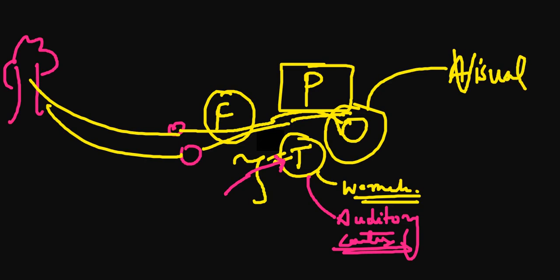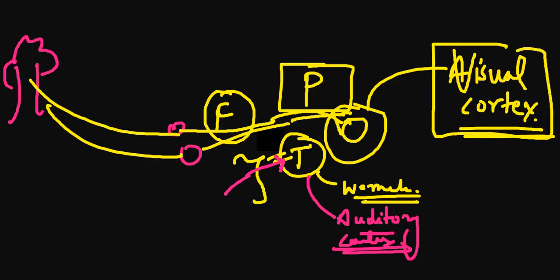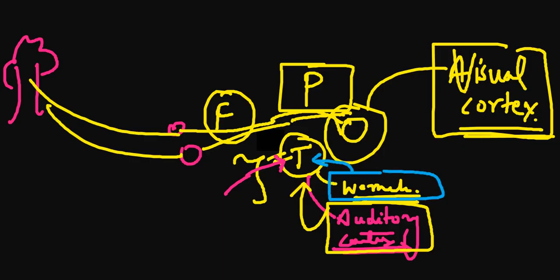visual cortex. So if the question comes, where is the visual cortex located? It is located in the occipital lobe. Where is the auditory cortex located? It is located in the temporal lobe. Where is Wernicke's area? It is also once again in the temporal lobe.